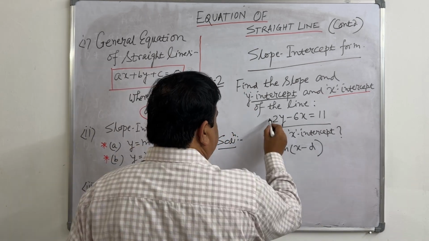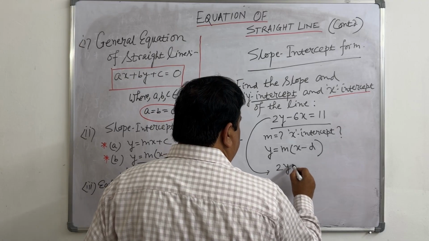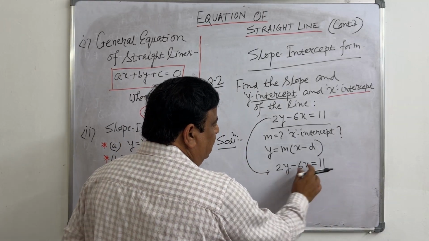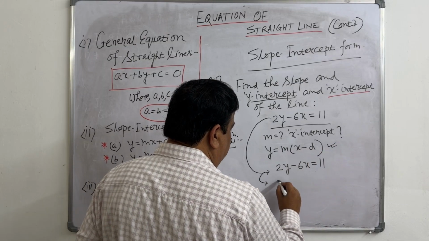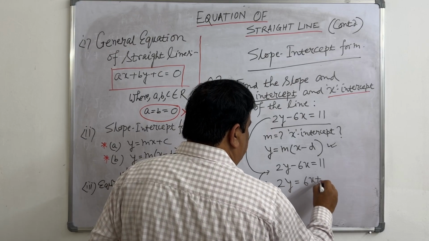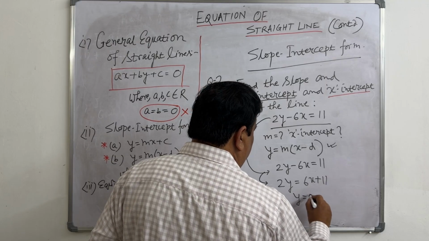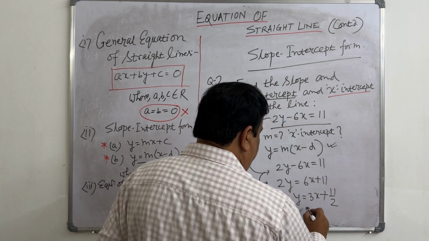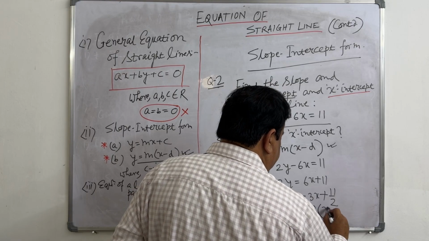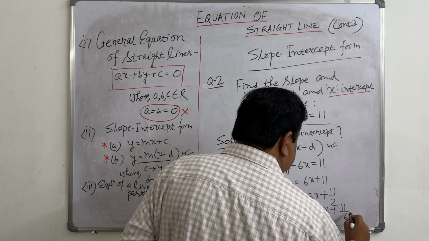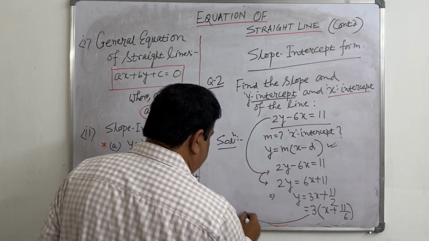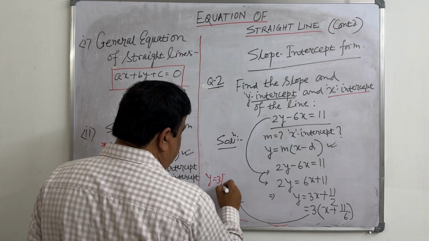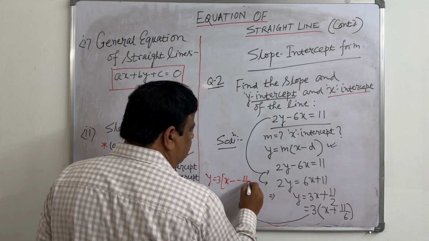Just you have learned it. So what is the equation given? That is 2y minus 6x is equal to 11. My objective is to write this equation in this form. So 2y is equal to 6x plus 11, that is y is equal to 3x plus 11 by 2. If you divide this equation by 2, you will get this one. If you take 3 common, you will get x plus 11 by 6. Okay, so if you rearrange this equation, then you can write it in this form. So y is equal to 3 into x minus 11 by 6.